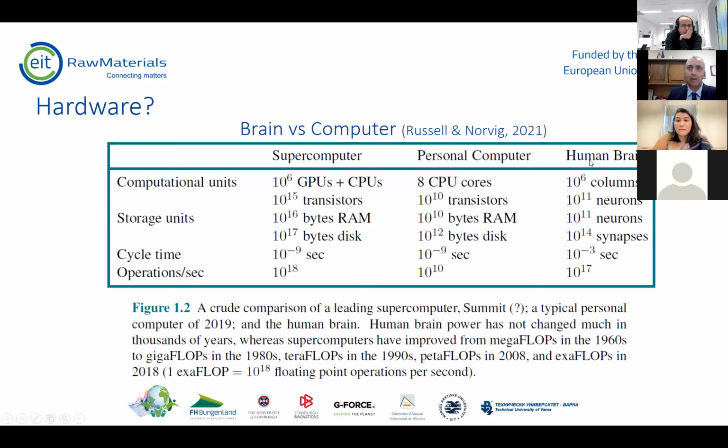Just like numbers. Things look very similar. Nowadays, okay, this information is a little bit old, 2019, but let's say it is correct for today. Computers already have millions of GPUs and CPUs, millions. It is almost the same as the number of columns in the human brain. These are maybe the smallest units of the human brain.